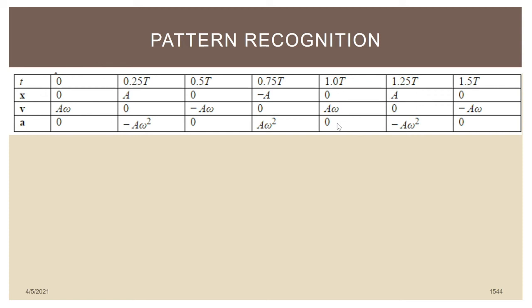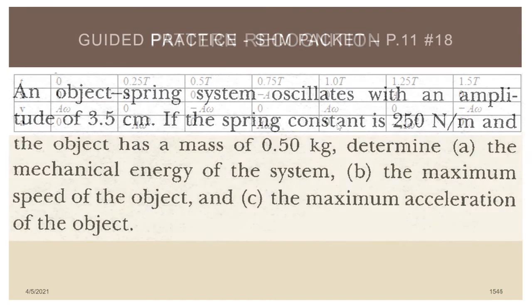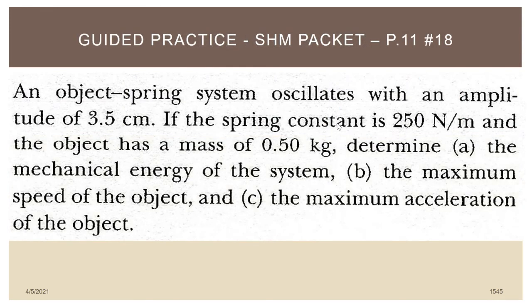All right, to finish us up for today, I want to take a look at this problem here in the simple harmonic motion packet. It's on page 11, number 18. This problem says an object-spring system oscillates with an amplitude of 3.5 centimeters. If the spring constant is 250 newtons per meter, the object has a mass of 0.50 kilograms. Determine the mechanical energy of the system, the maximum speed of the object, and the maximum acceleration of the object.